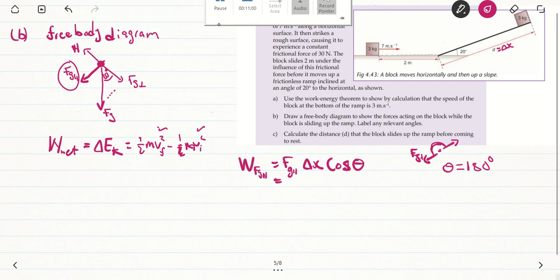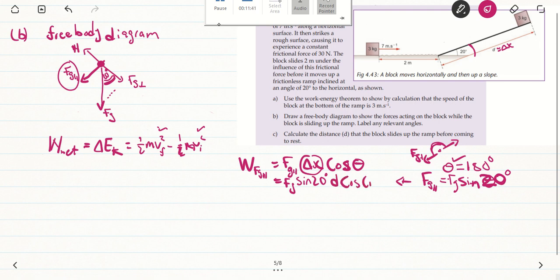So let's rewrite this. And of course, don't forget that FG parallel alone is equal to FG sine theta. In this case, this theta here is not the same as this theta here. This theta here is for this angle here, or that angle there. So it's sine 20 degrees. Let me write 20 degrees here. Now we're going to put this in this equation. So FG sine 20 degrees. And then what is delta x? Delta x in this case is D multiplied by cos 180 degrees.